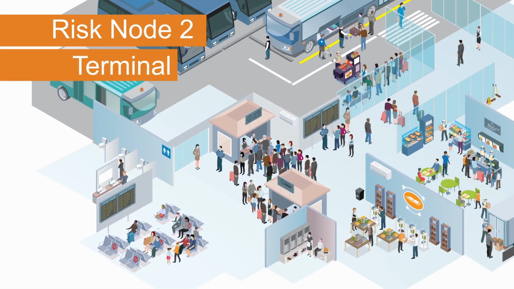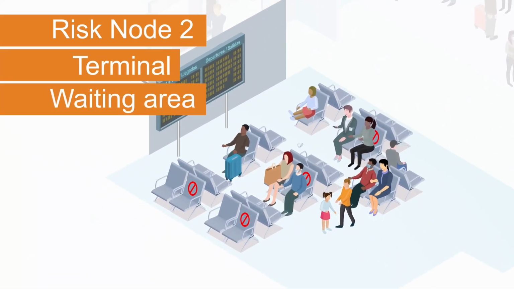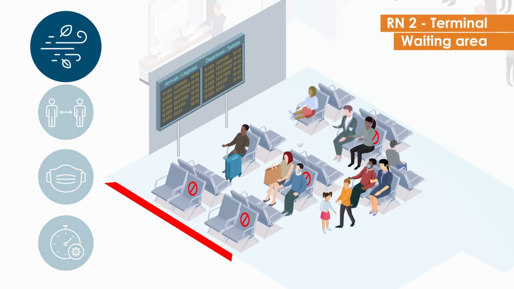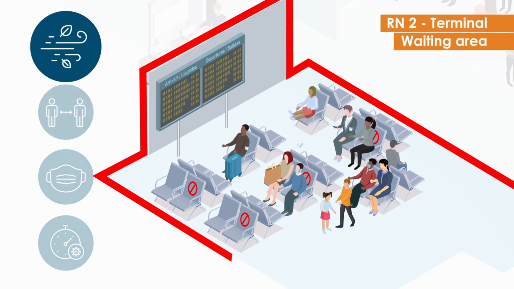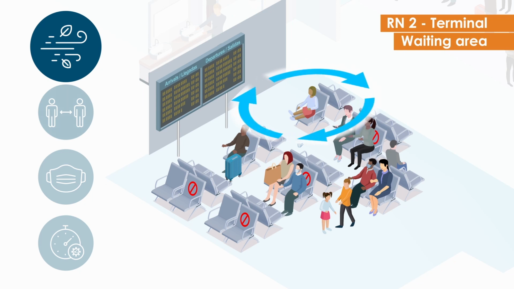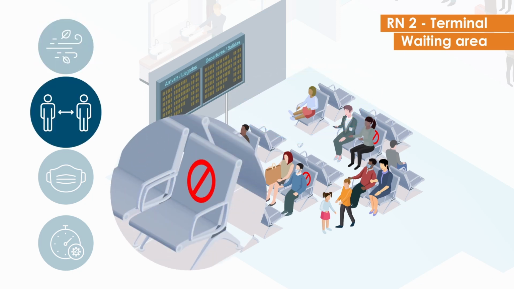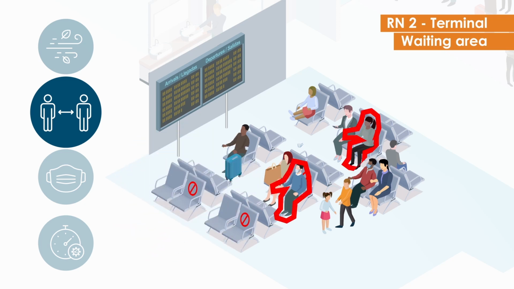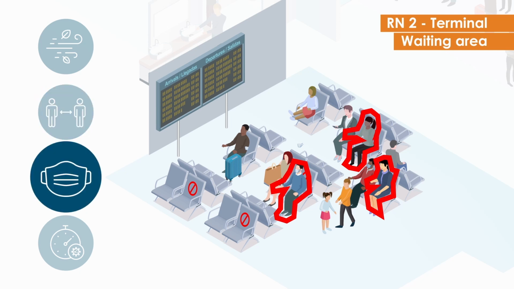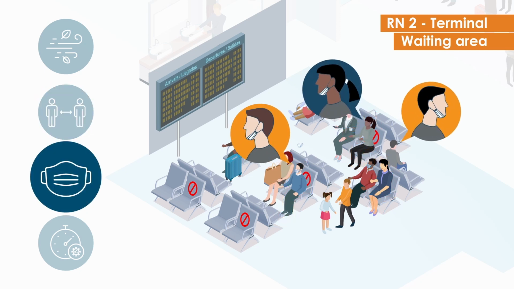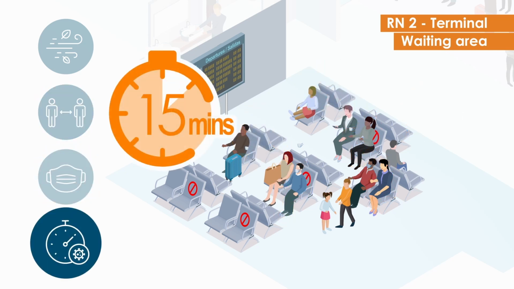Risk Node 2, Terminal, Waiting Area. In the waiting area, there is no air renewal. The air is recirculated. Signs call for users to keep the safety distance in the waiting area, but in general, they are not respected. Most users do not wear the face mask correctly and spend between 15 to 30 minutes in the waiting area for their bus.